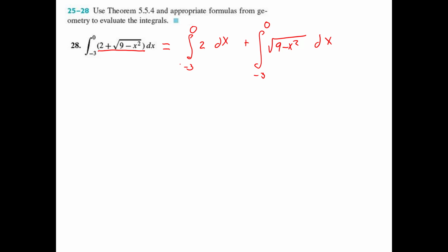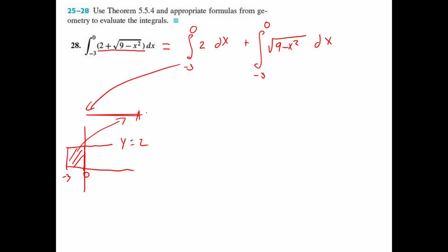This one, you should recognize is just a horizontal line, y equals 2, and you're going from negative 3 to 0. And so then the width is 3, the height is 2, the area is 6.